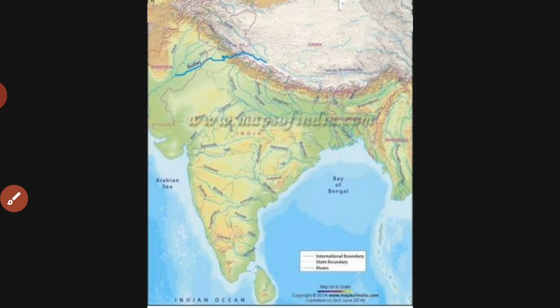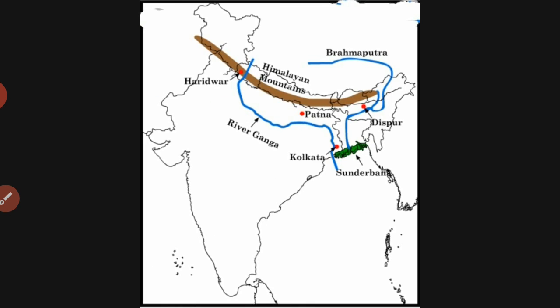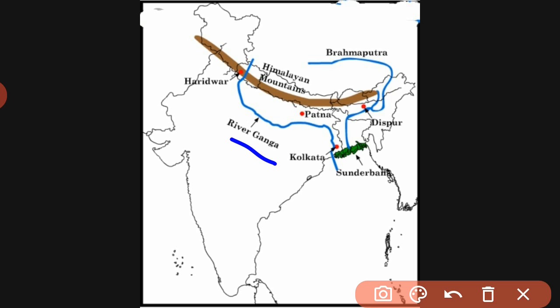The Ganga-Brahmaputra basin includes the plains of the Ganga and the Brahmaputra rivers, the Himalayas, and the Sundarban Delta. Here you can see the river Ganga. Here, river Brahmaputra is entering from Tibet. Here in brown color you can see the Himalayas, and in green color you can see the Sundarban Delta.